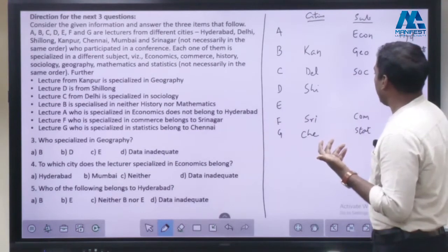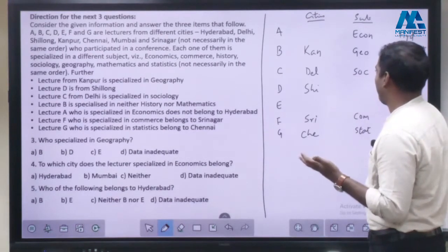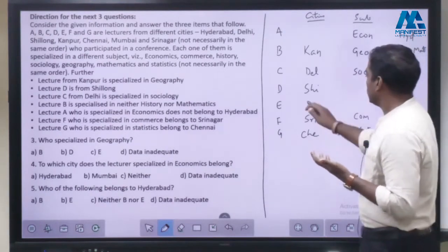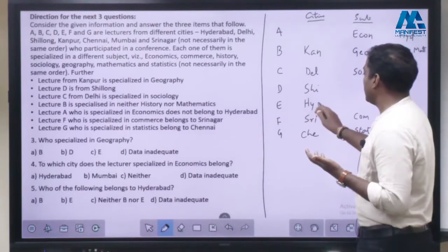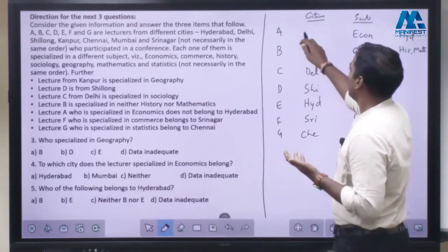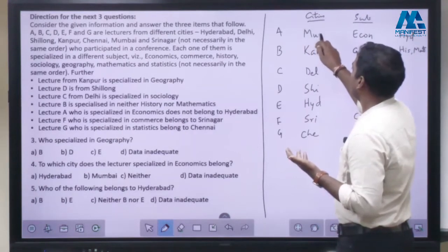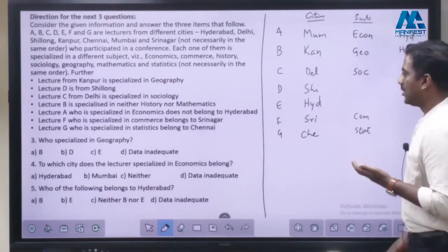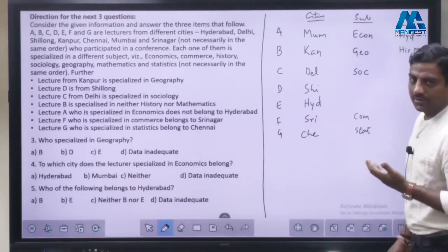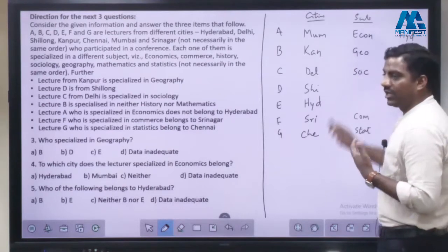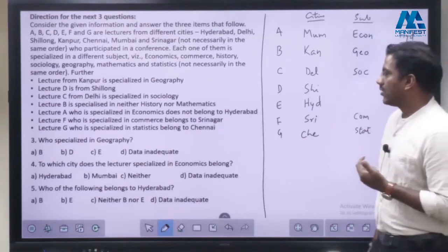Then, who is left now? A is left, E is completely left. So, A cannot be from Hyderabad. E will be from Hyderabad. And which city is left here? Mumbai is left. Two subjects, history or maths here. Can you do something for this? No. History or maths, we'll keep them open. Now solve the question.